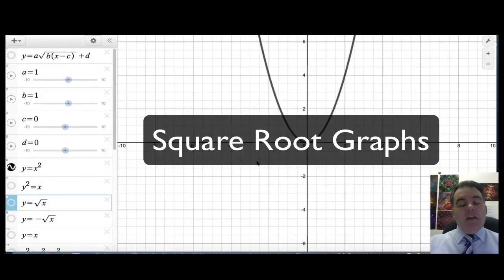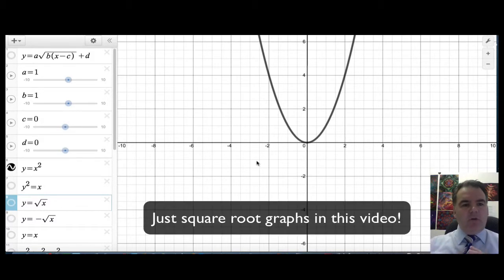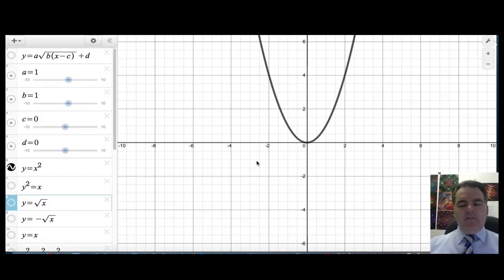Hi there, today I'm going to take you through some graphs of hyperbolas, square root graphs and circles. So three kinds of graphs we're going to look at, and their transformations, using this graphing calculator here. So we'll start off with familiar territory, the graph of y equals x squared, which we know is a parabola.